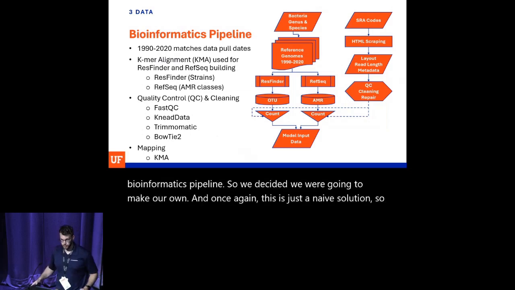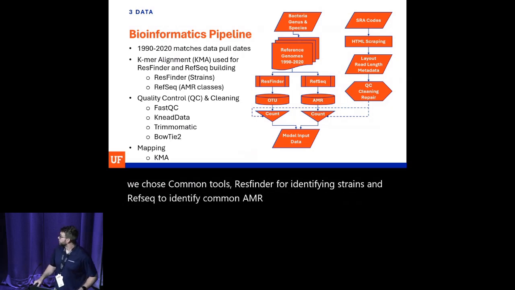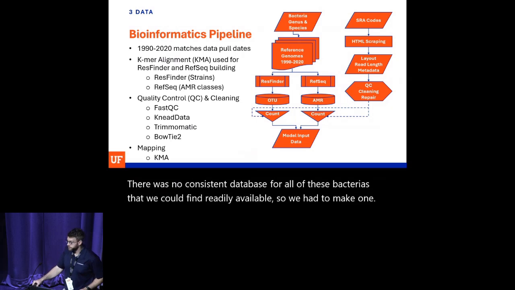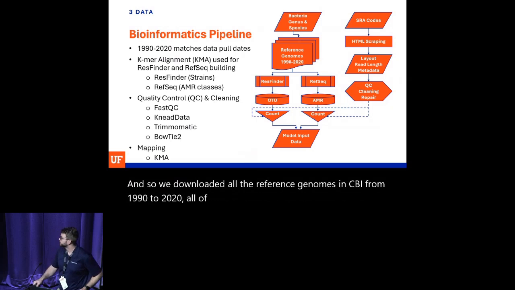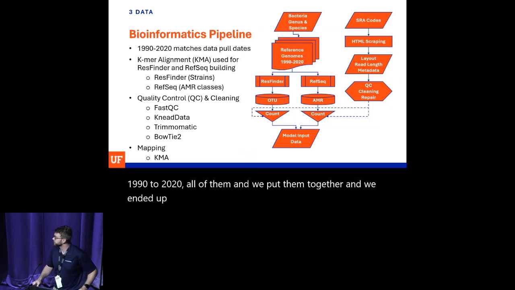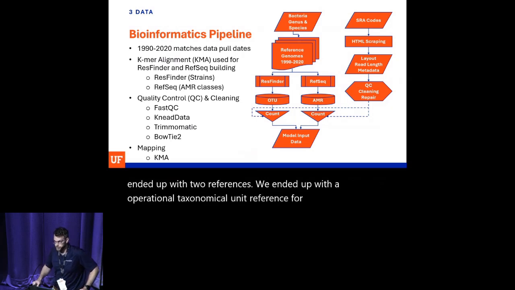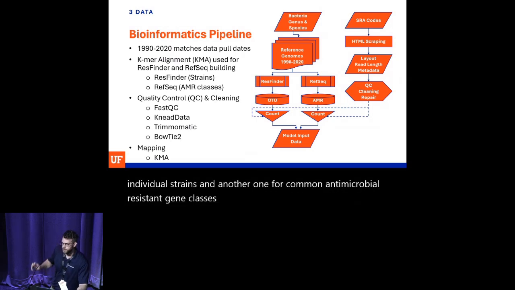So we chose common tools, ResFinder for identifying strains and RefSeq to identify common AMR classes. There was no consistent database for all of these bacteria that we could find readily available. So we had to make one. We downloaded all the reference genomes on NCBI from 1990 to 2020, all of them, and we put them together. We ended up with two references: an operational taxonomic unit reference for identifying individual strains, and another one for common antimicrobial resistant gene classes. We used these to classify the samples we were given.